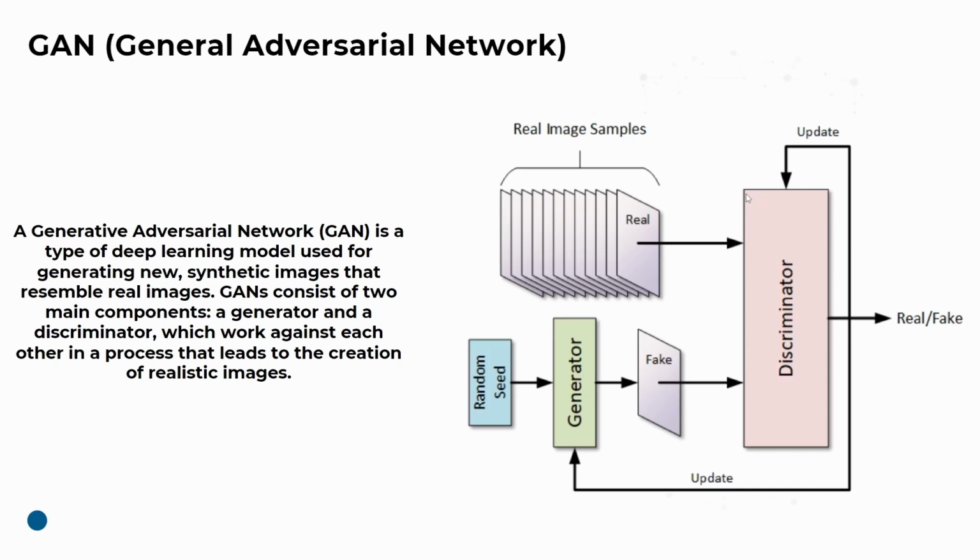GAN is a generative adversarial network. It's a deep learning model used for generating new or synthetic images that resemble real images. In a GAN, there are two main components. First is a generator, the second one is a discriminator. The generator's job is to create new images from random noise. These images start off random, but as training progresses, the generator learns to create images that increasingly resemble the real images. The generator takes in random input, often a vector of random numbers, and applies a series of transformations to produce an image.